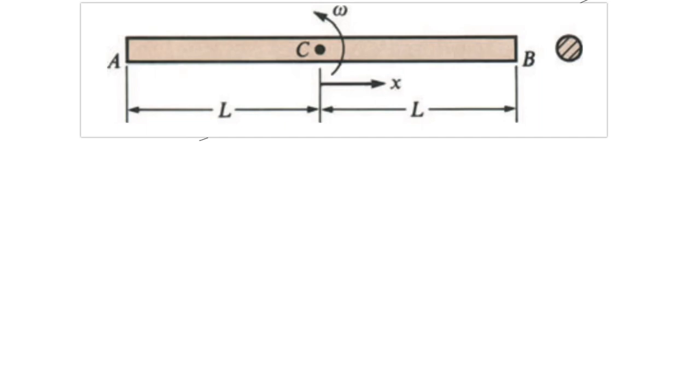The specific weight of the bar is gamma. Let me use a different color for the inputs. Oh my god, that is so faint. Okay, so this is gamma, which is the specific weight.